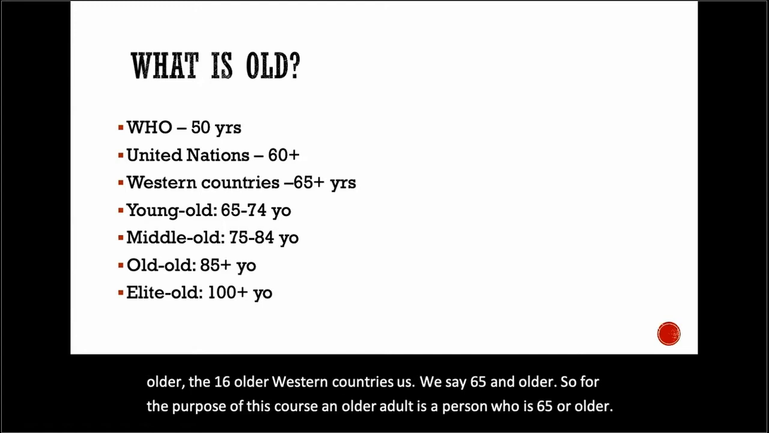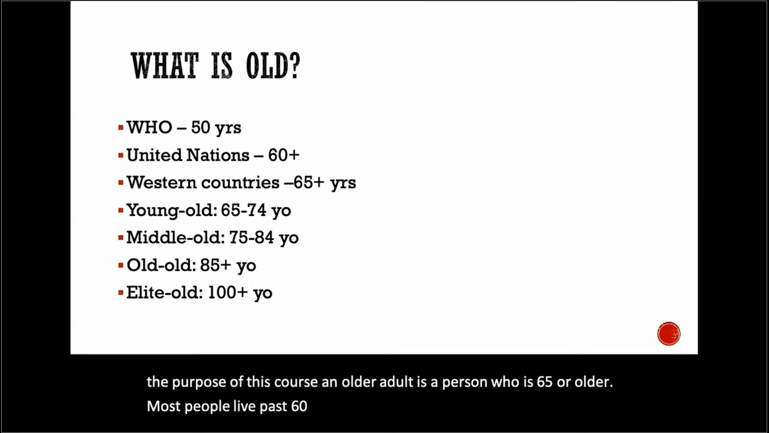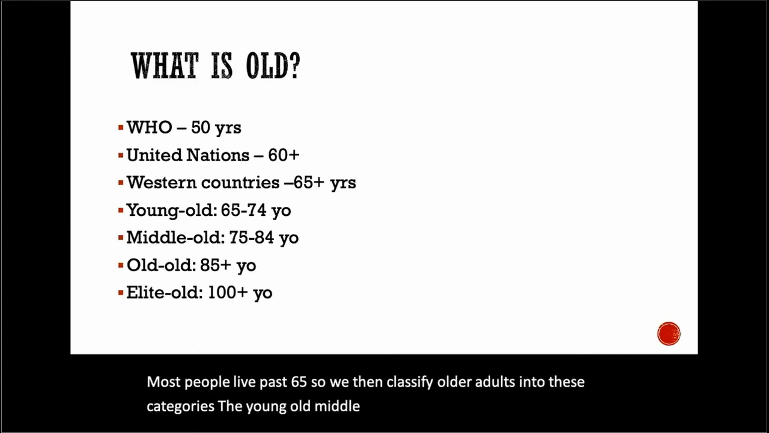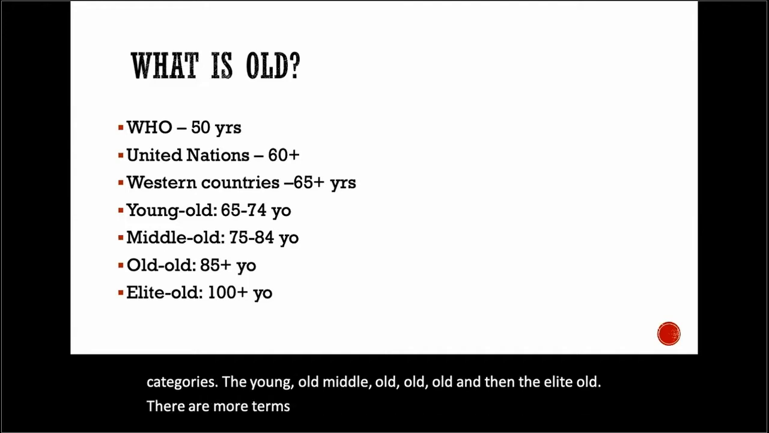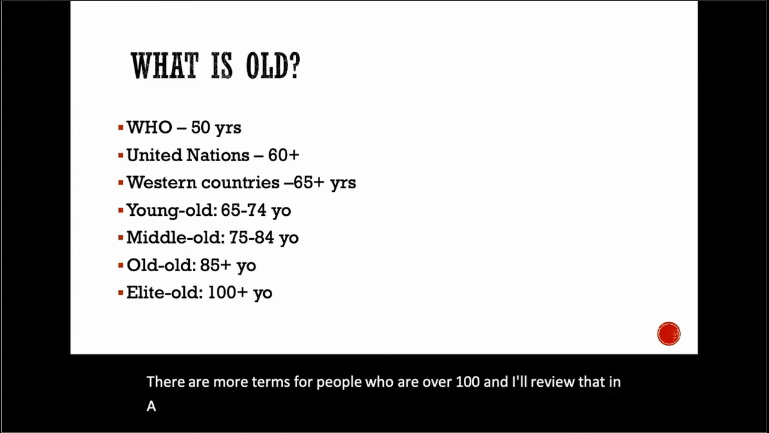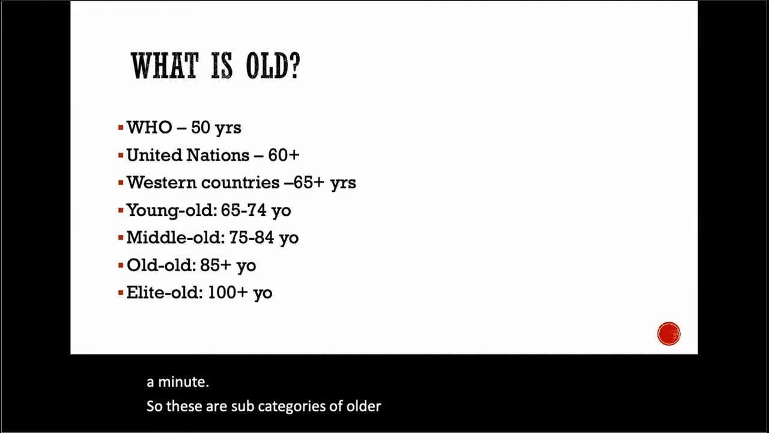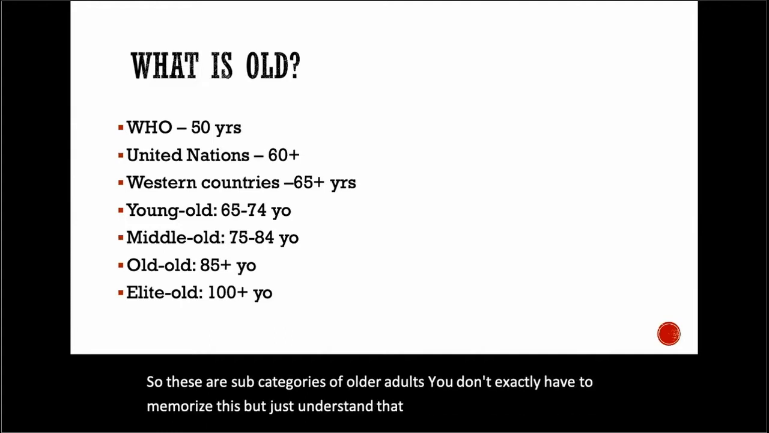Well, most people live well past 65. So we then classify older adults into these categories: the young old, the middle old, the old, and then the elite old. There are more terms for people who are over 100, and I'll review that in a minute. So these are subcategories of older adults. You don't exactly have to memorize this, but just understand that we classify these people because they're very different.